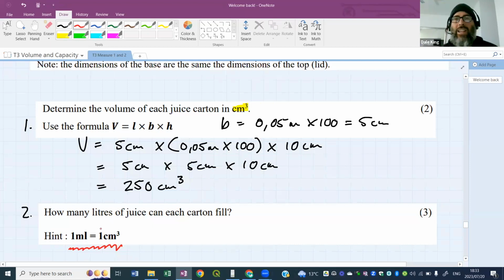That's so cheeky, you know, hint. They have to give it to you. Here's a hint. No, they have to give this to you. It's not a hint. You have to give it to me. So there it is. 1 centimeter cubed is equal to 1 milliliter.